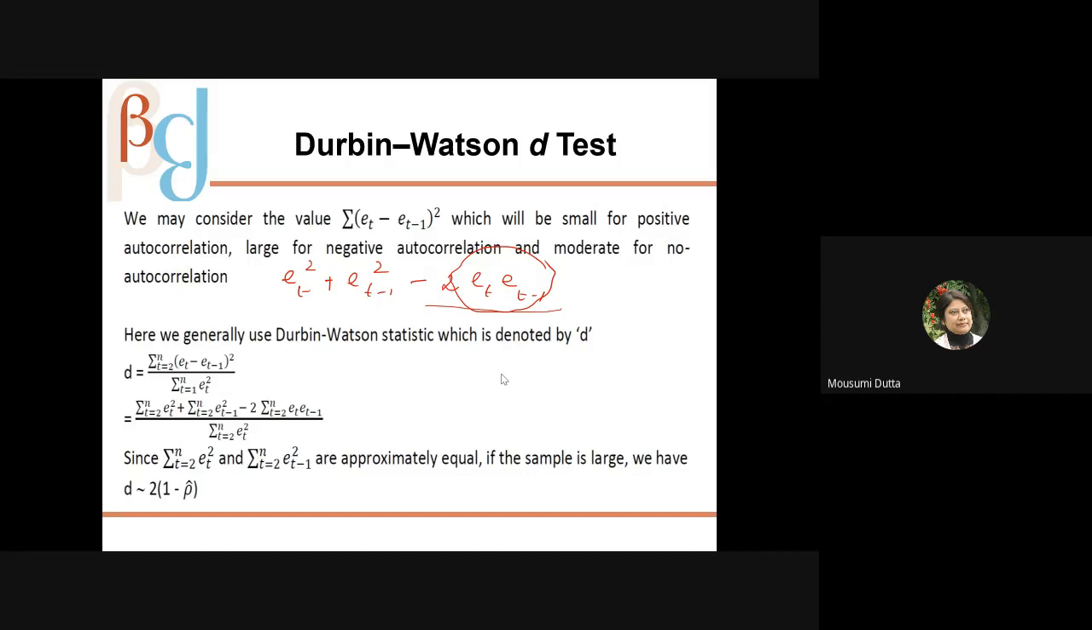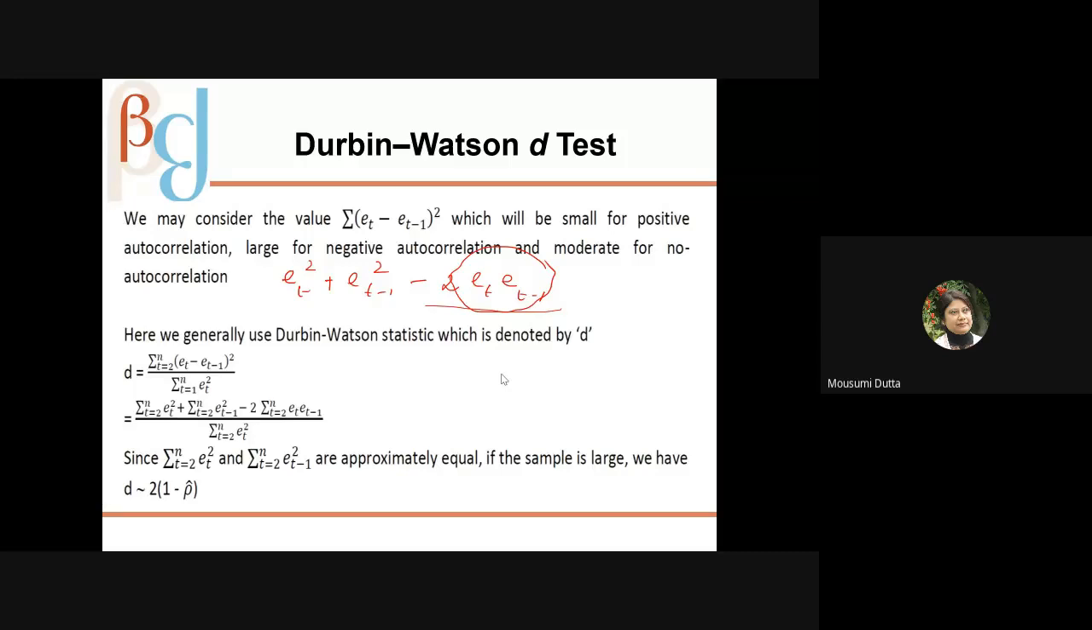In the numerator, there will be 2 minus 1, this kind of thing, E2 minus E1. And in the denominator, there will be E1 square, the first observation, then E2 square, E3 square, and it will move up to the last time period you are considering. Next, we are spreading the whole square.